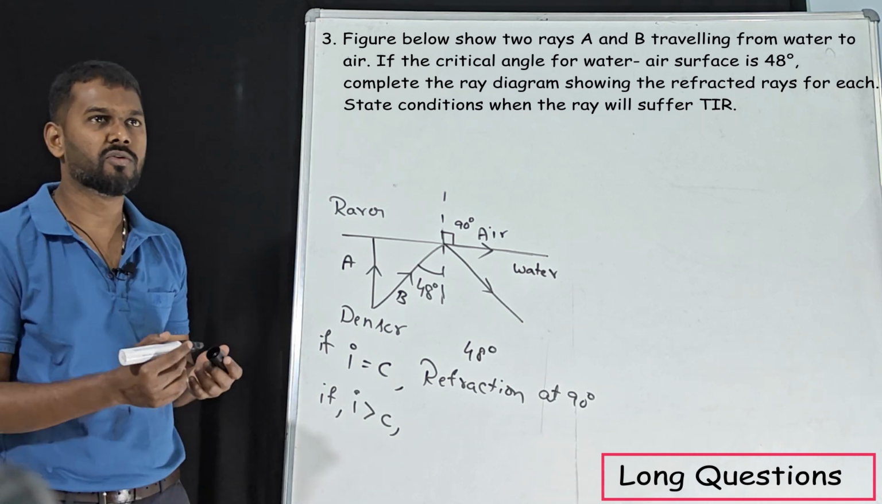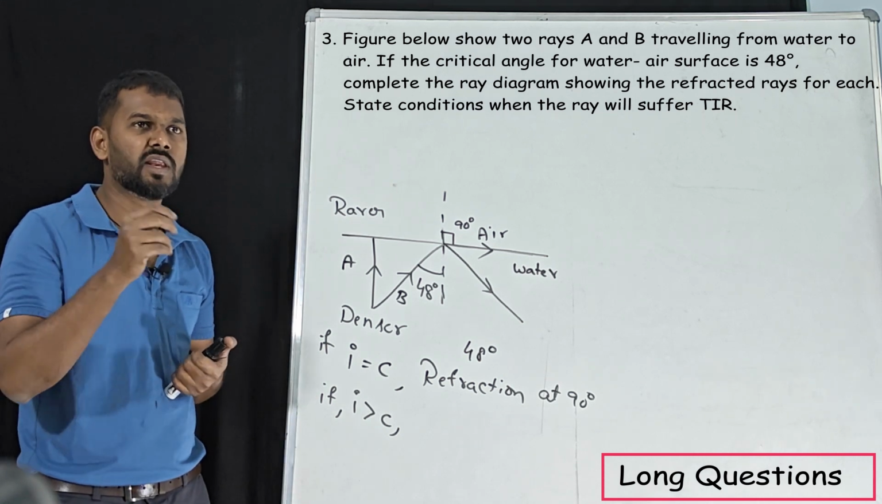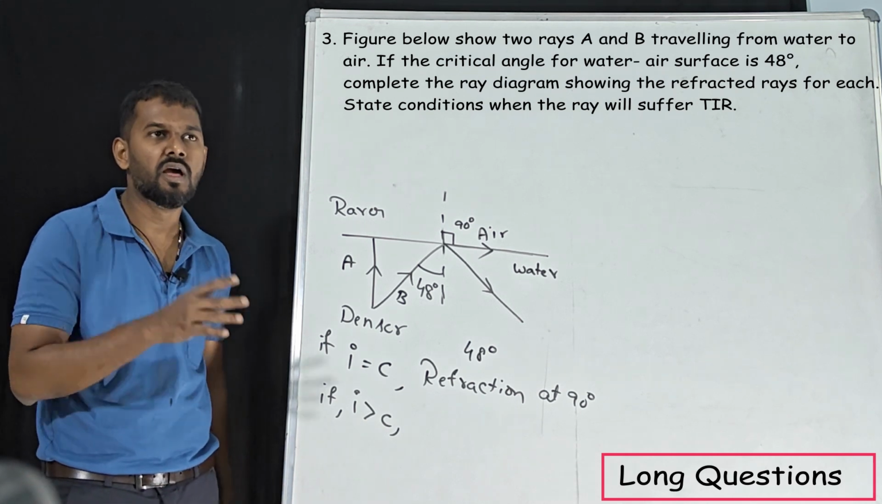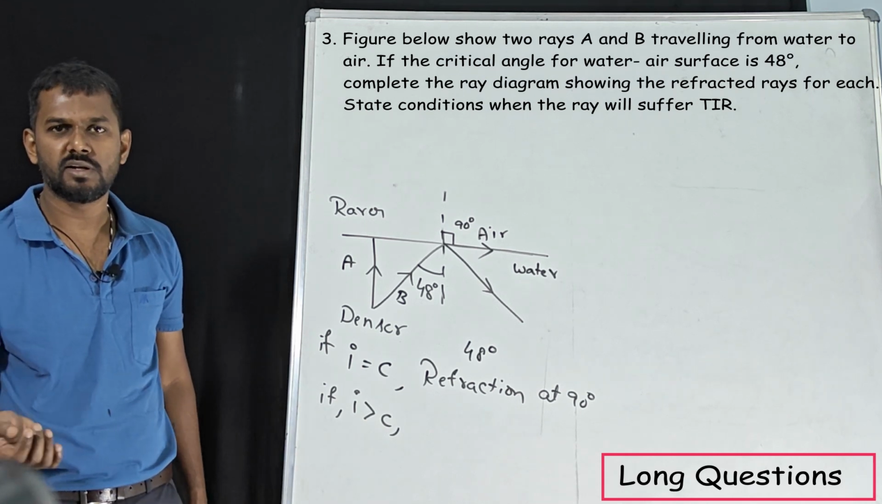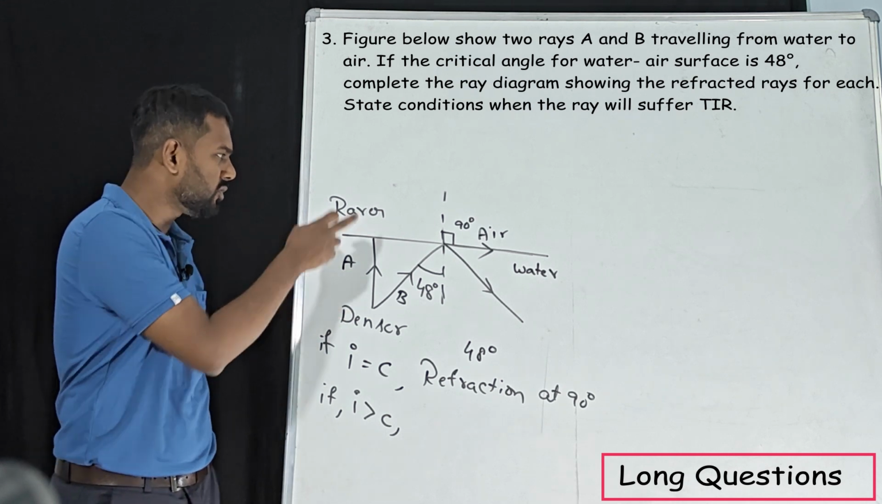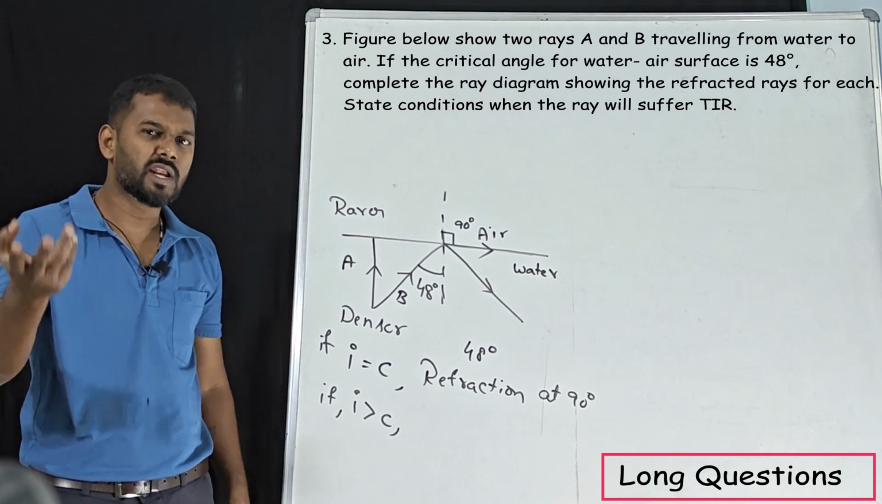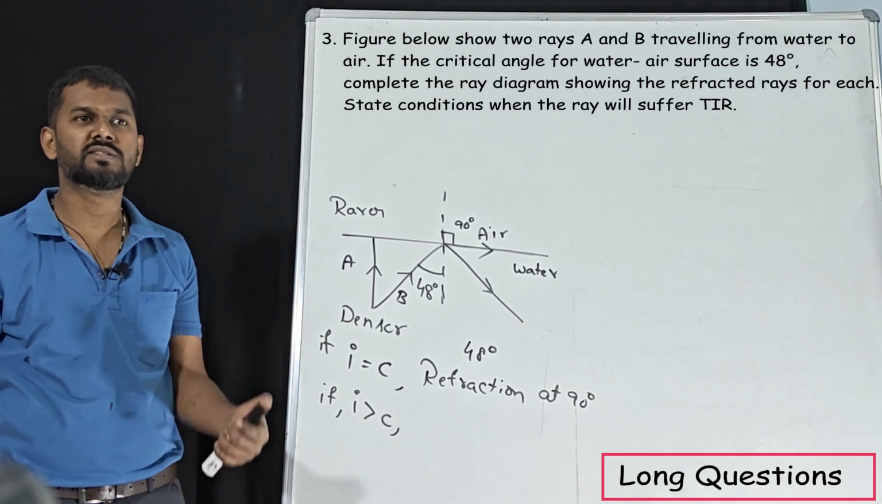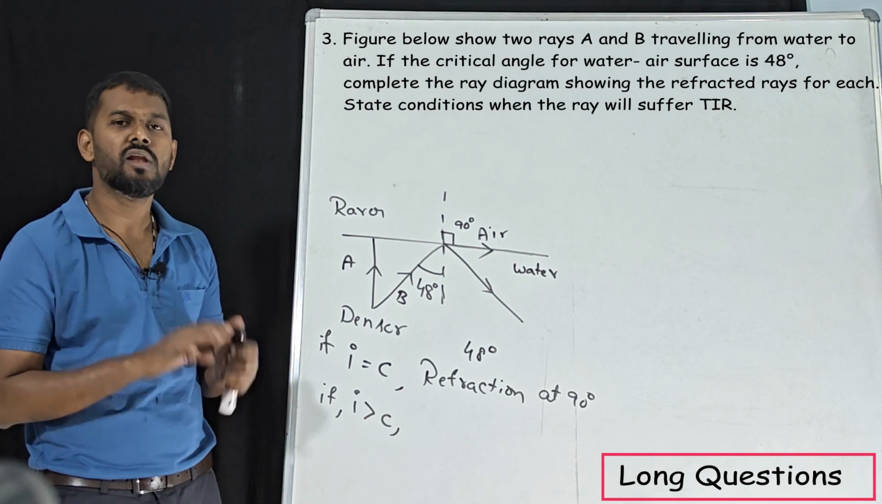This is the diagram they are looking for. Then state the conditions when the ray will suffer total internal reflection. This is what we have learned in the previous question, correct? What are the conditions for total internal reflection? The light ray has to come from denser medium to rarer medium, first condition. Second condition, the angle of incidence should be greater than the critical angle. These are the two conditions for total internal reflection.